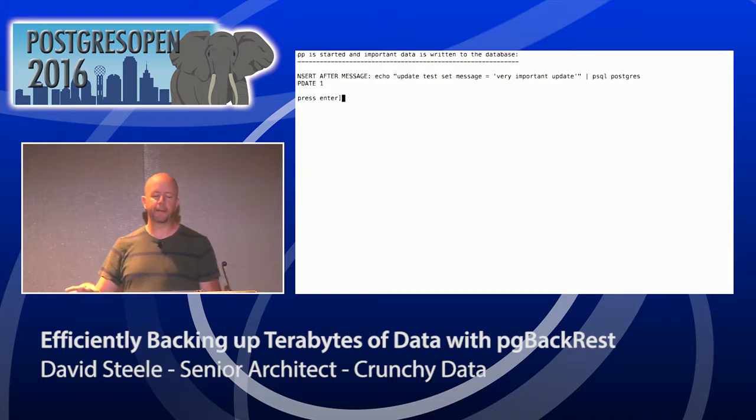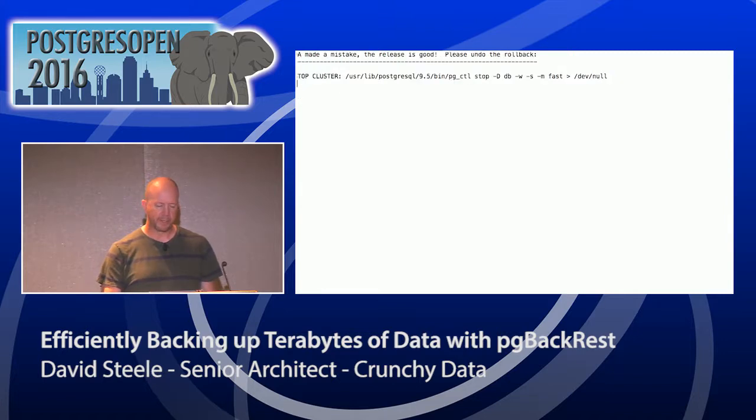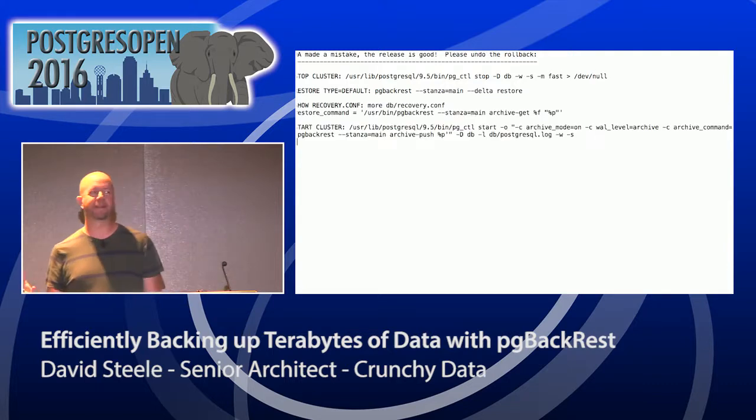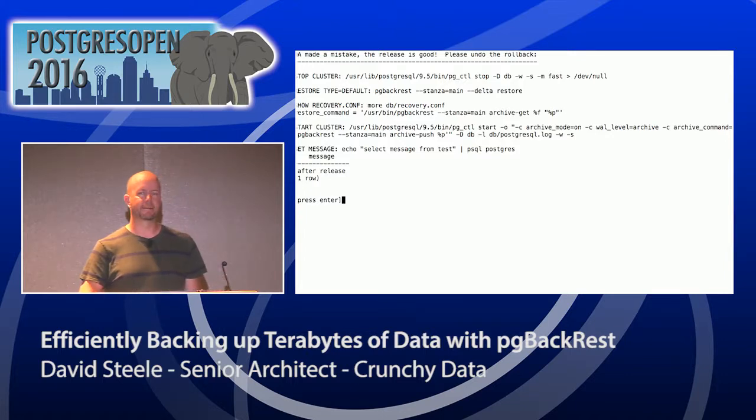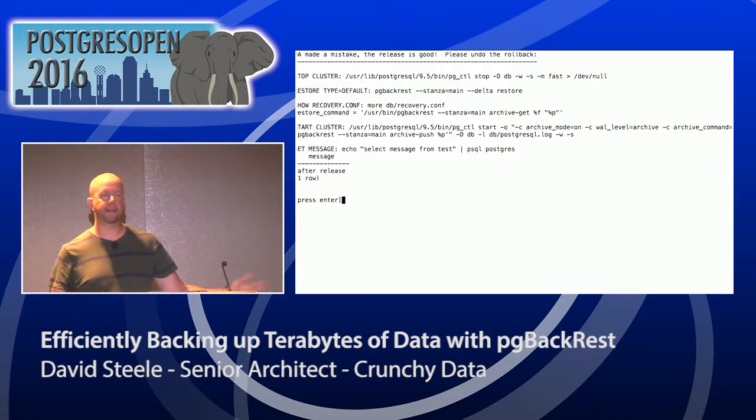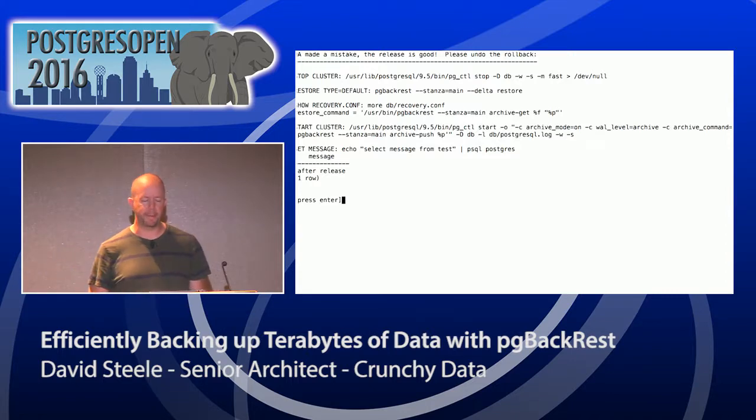All right, so now the app is started, and important data is written in the database. So we're going to signify that with our very important update here. And so now QA tells us, okay, this is a little bit contrived here, but bear with me. Now QA has told us they made a mistake, the release is good. They want us to undo our rollback, i.e. rather than doing the whole release again, which could take 6 hours, they want us just to restore the database to that timeline where the release had been done. So we can do that.